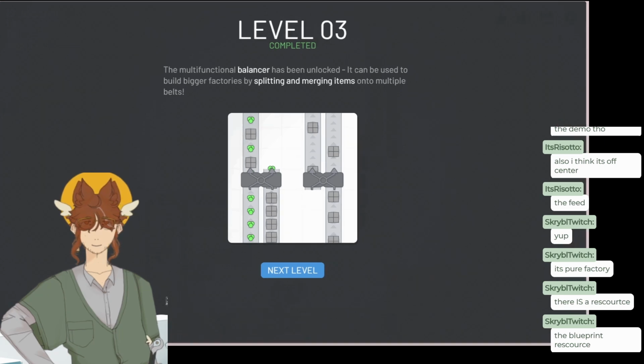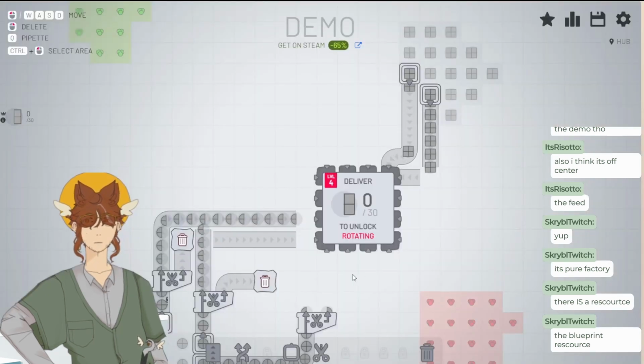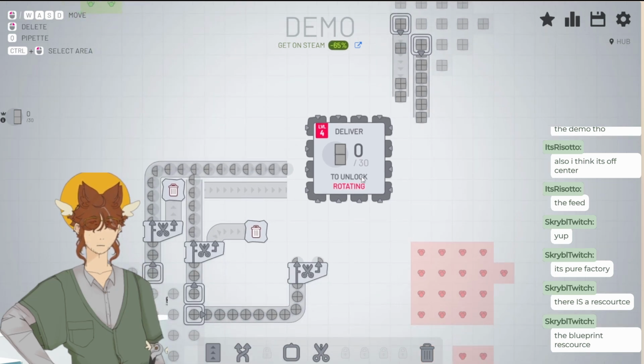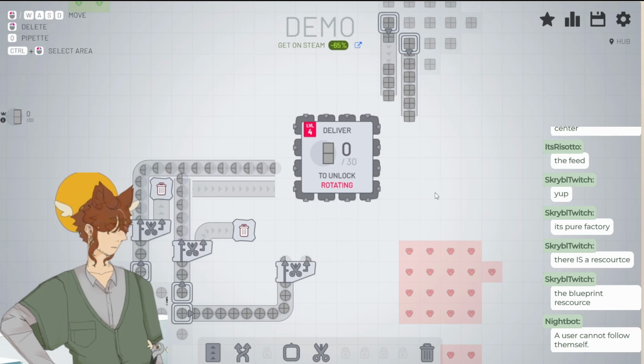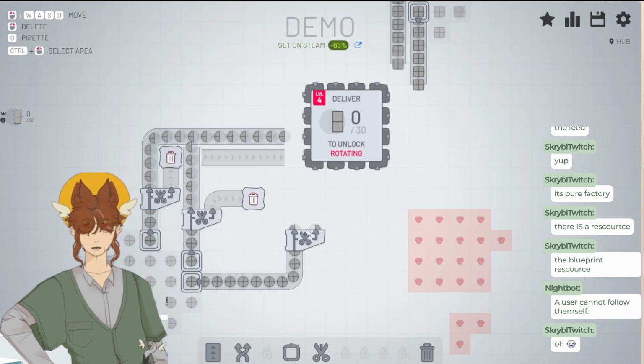I like how it says it's not an idle game. Engineering is sort of an idle game. I don't know what it just said. I didn't pay attention. Can I click save? Oh, okay, we'll get out of here. Unlock rotating?